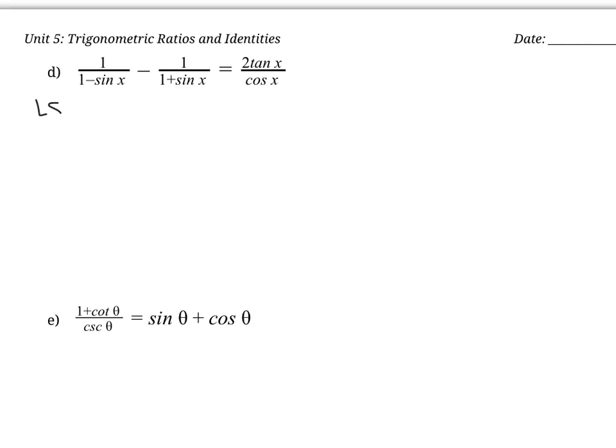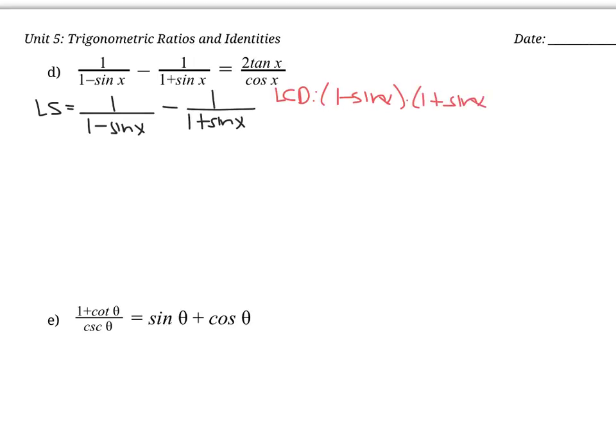Our left side is equal to 1 over 1 minus sine x minus 1 over 1 plus sine x. If we were to make a lowest common denominator, it would be a combination of these two things: 1 minus sine x times 1 plus sine x. So I would have to multiply this fraction by 1 plus sine x, same within the denominator, and the other fraction by 1 minus sine x, in the numerator and the denominator.